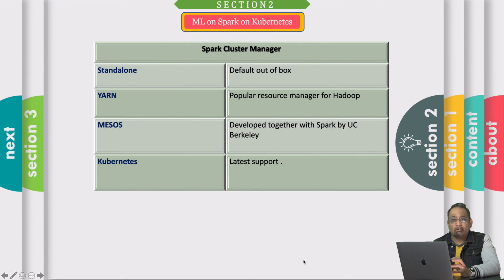First, Spark standalone mode, which comes by default, out of the box with the Spark binaries. The second one is Hadoop YARN, which is short for Yet Another Resource Negotiator, a popular resource manager for Hadoop, and the same can be used to manage the Spark resources. The third one is Mesos, which is a cluster manager for Spark applications developed by UC Berkeley during the same time as Spark development. And the last one is Kubernetes, which we are going to discuss in more detail shortly.